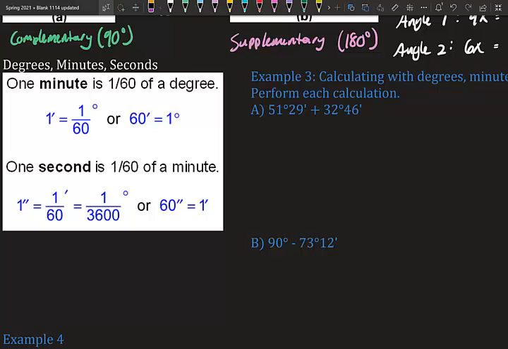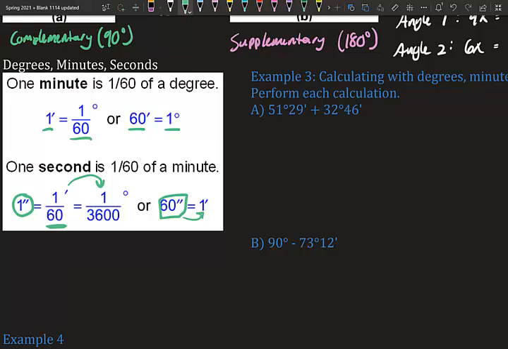Degrees, minutes, seconds. 1 minute is 1/60th of a degree, or 60 minutes is 1 degree. 1 second is 1/60th of a minute. Therefore, it's 1/3600th of a degree. So 60 seconds is 1 degree.